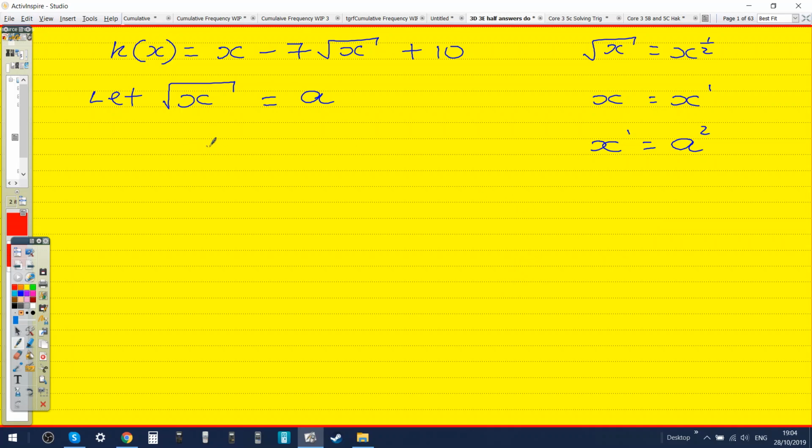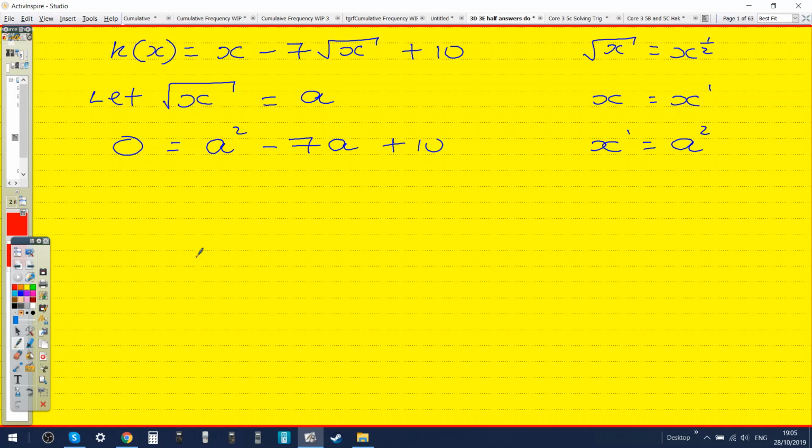So does that mean that I need to make x a squared, and then minus 7 x to the half? And what is x to the half the same as? What are we letting it be? A. So a squared minus 7a plus 10. And then I'd just do the polynomial thing here. You want the roots, so that's when it's equal to 0.